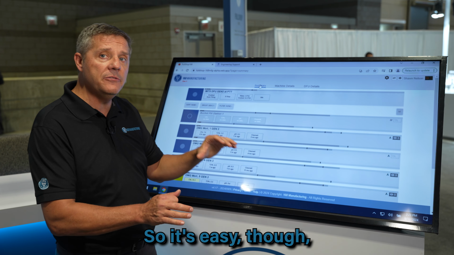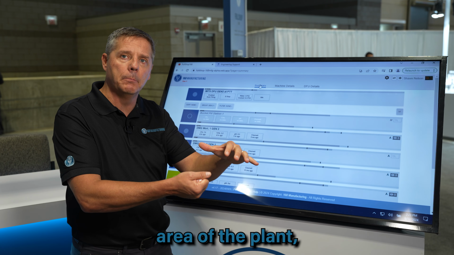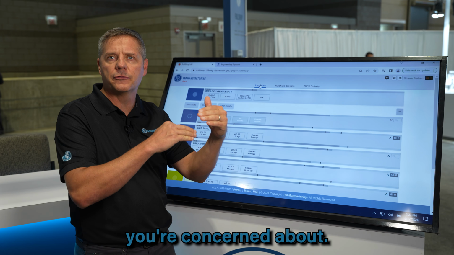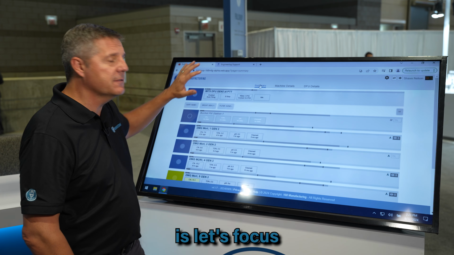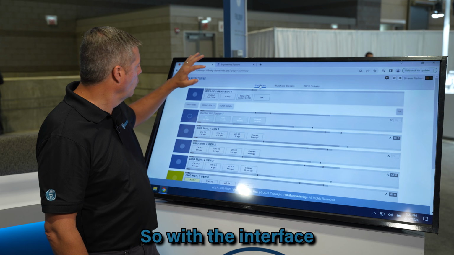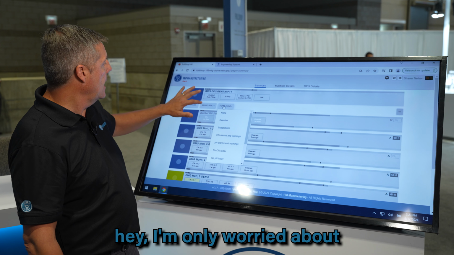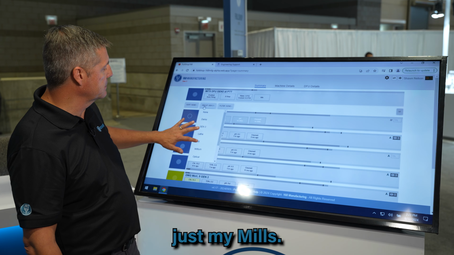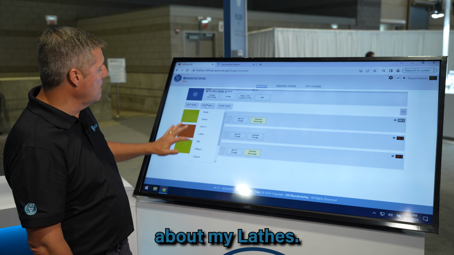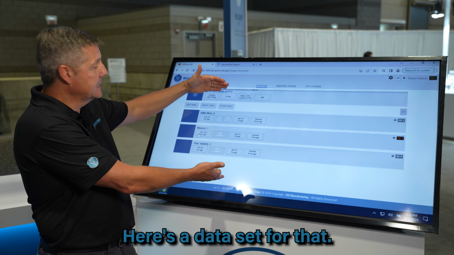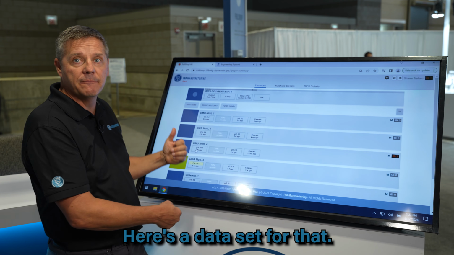It's easy though, when you're in a specific area of the plant, to only look at what you're concerned about. So one of the functions of the interface is let's focus on what matters, right? With the interface, you're gonna be able to go here and say, hey, I'm only worried about just my mills. Here's a data set for that. I'm only worried about my lathes. Here's a data set for that. I'm only worried about my mill turns. Here's a data set for that.